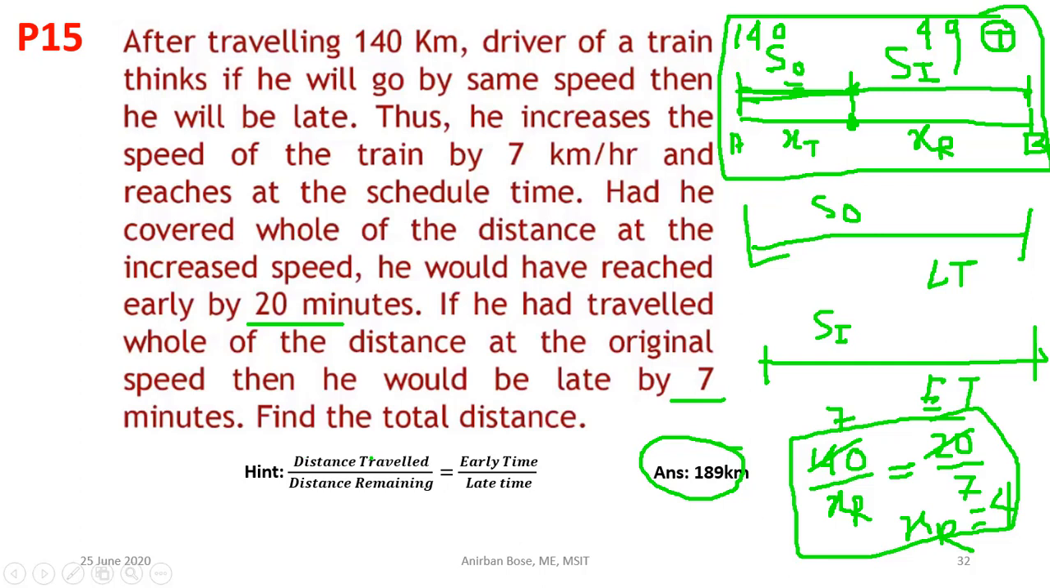The only thing to remember for this kind of problem is that the distance travelled by the distance remaining is equal to early time by late time. Now, why is this so? You can prove that in your copy; try to practice that. That is a different thing, but for this particular problem I request you to remember this formula. Otherwise, if you go by the equations, it will take a long time to solve this problem.